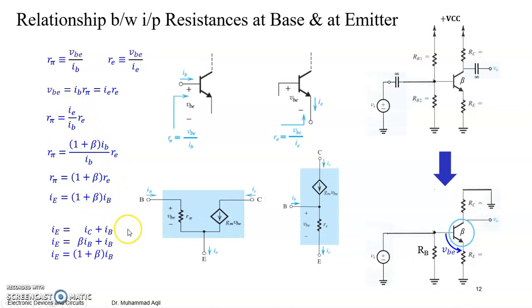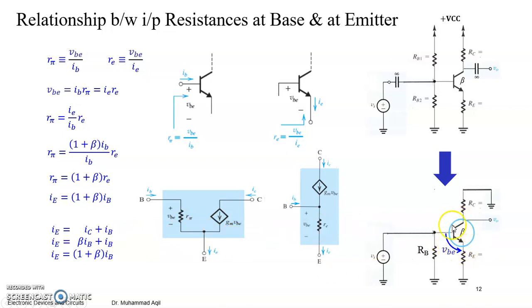So, for your recalling, I am writing this here, right? IE is equal to IC plus IB, then IC is equal to beta IB. Instead of IC, I can write beta IB. So 1 plus beta IB is IE, right? So it means base to emitter junction.